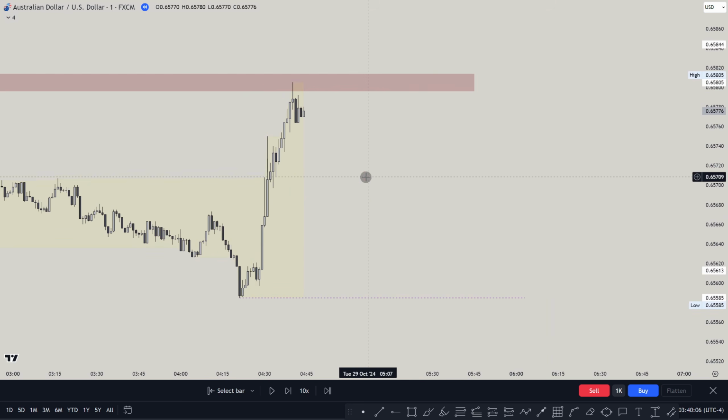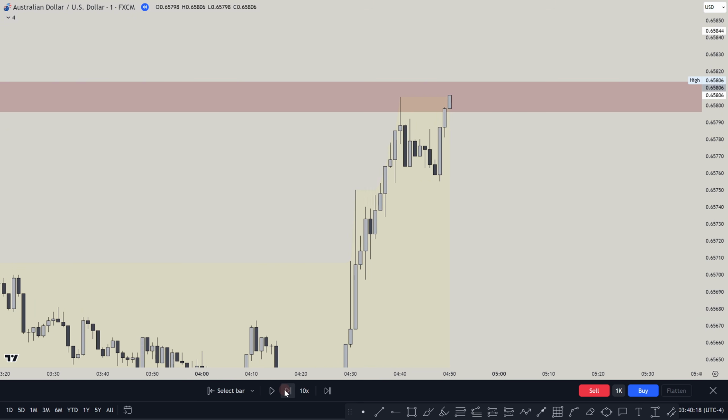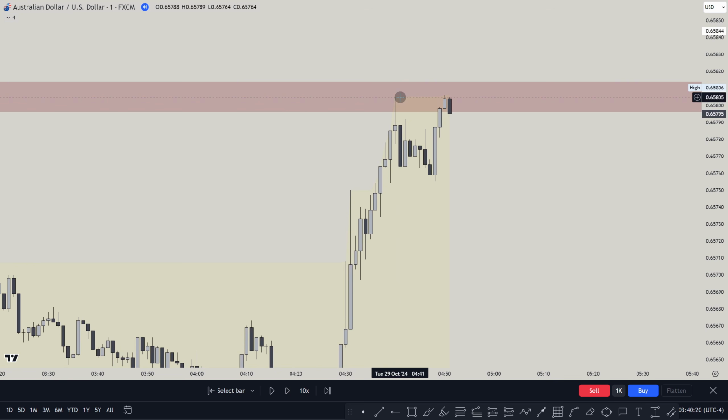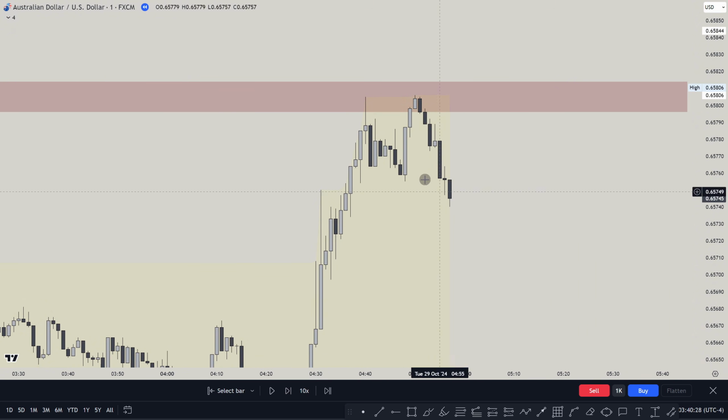Based on this, I want to see, first of all, a market structure shift. Now, this is the high. The last pullback is this one. So if we see a closure below this, that is going to be market structure shift. However, what happened is, okay, we sweep the high. Now, this is our market structure shift, which is closing below the low. And it looks like this is what happened.